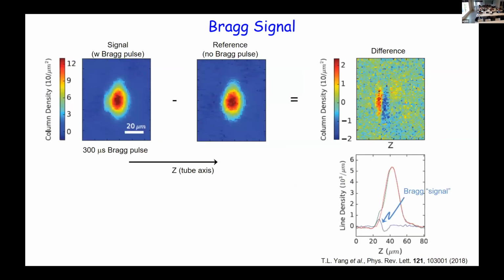All right, so this is what that looks like. This is a reference of the column density of the atoms we use to make a reference frame, and we subtract that reference from the case where there is a Bragg pulse. And you can see there's a little bit of a difference down in here. And that corresponds to a signal in which the red indicates a higher density. So atoms, after some time of flight, have accumulated some momentum from the Bragg spectroscopy, and they produce a Bragg signal that we can then plot.